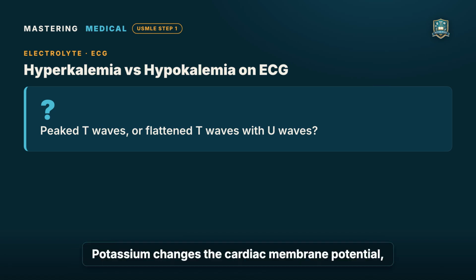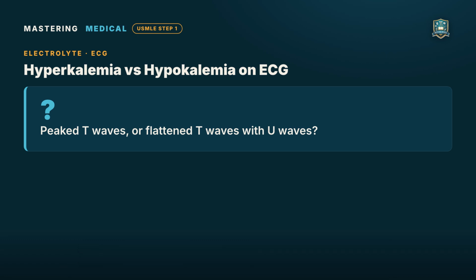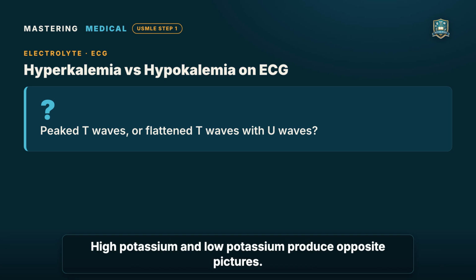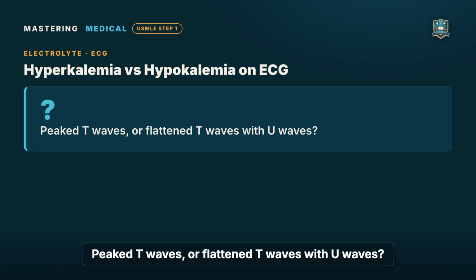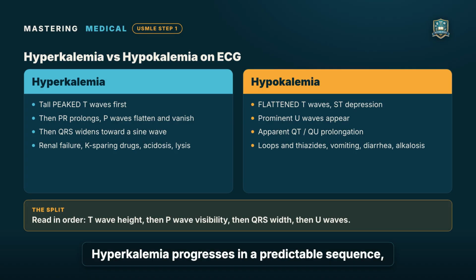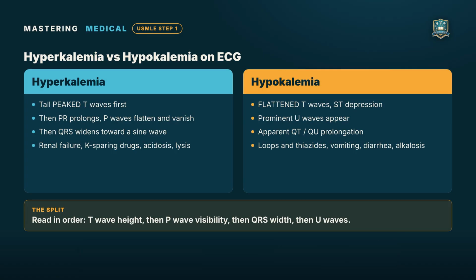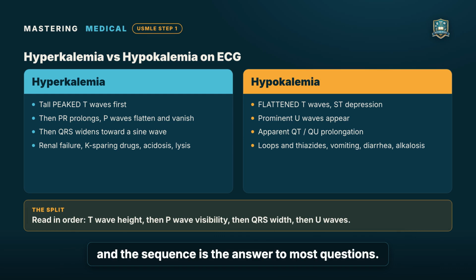Potassium changes the cardiac membrane potential, and the monitor shows it before the lab does. High potassium and low potassium produce opposite pictures. Peaked T waves or flattened T waves with U waves. Hyperkalemia progresses in a predictable sequence, and the sequence is the answer to most questions.